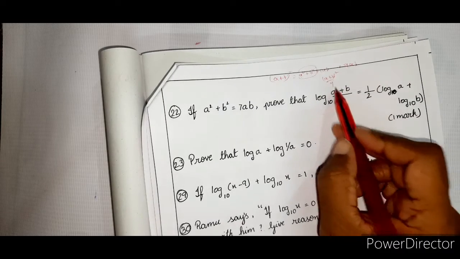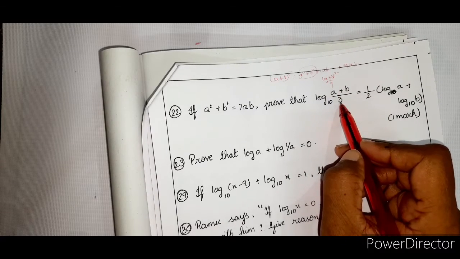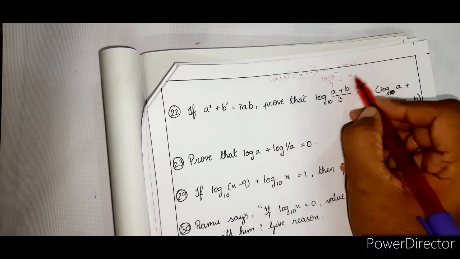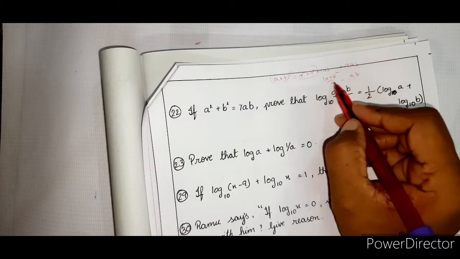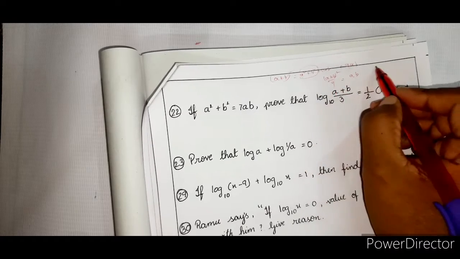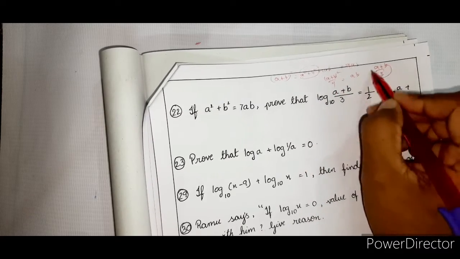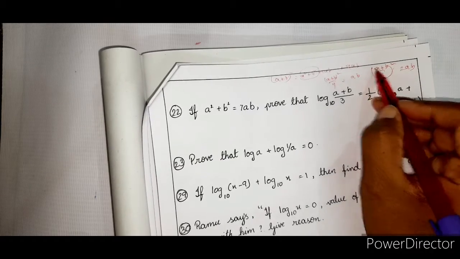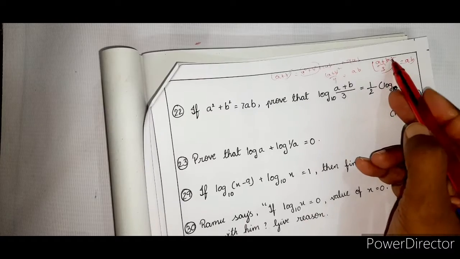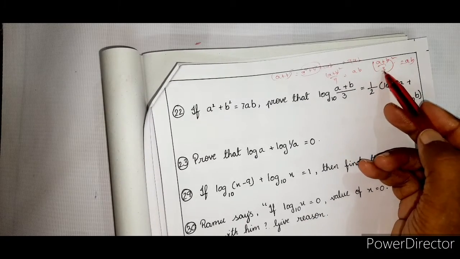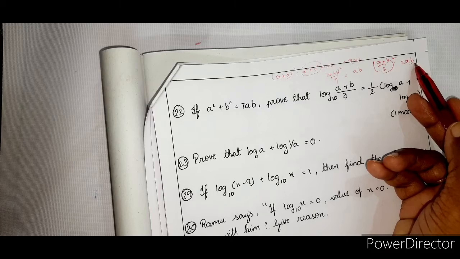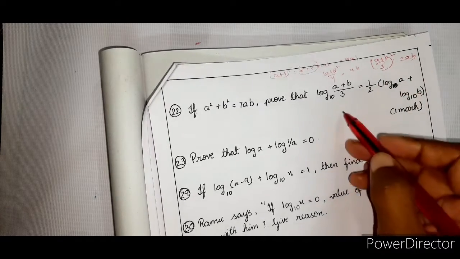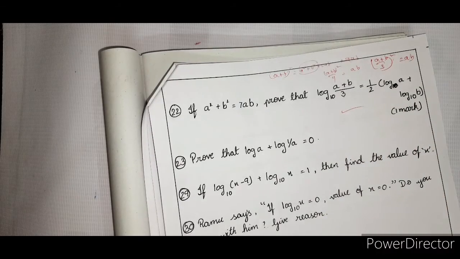Why am I bringing 9 here? Because we want it to be a plus b by 3 whole square is equal to ab, right? Now take log. So 2 log of a plus b by 3 is equal to log a plus log b. That 2 will come. Okay, finished. All objective questions only.